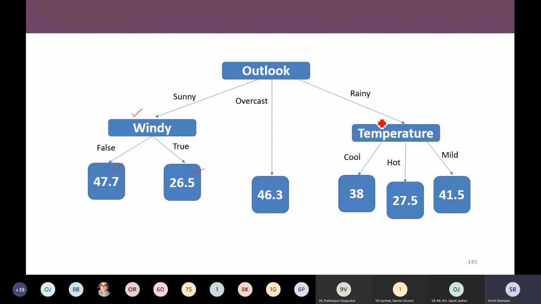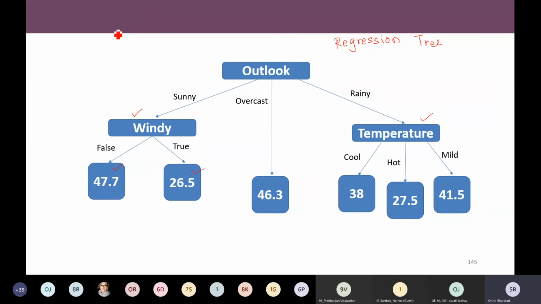Similarly, for rainy also, we find the decision node and arrive at the leaves on similar lines, following the same algorithm and steps. So ultimately, whatever you are looking at right now on the screen is a regression tree. Do you agree with me? This is a regression tree. Why? Because the prediction is a number, a continuous value.